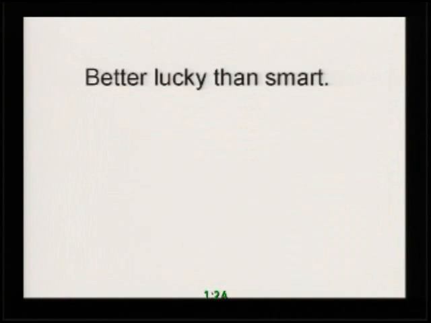My conclusion is this: it's better to be lucky than smart. In doing research, I perhaps should not say that, but this is true. A lot of the time you really have to be smart to be lucky. Let me give you an example.